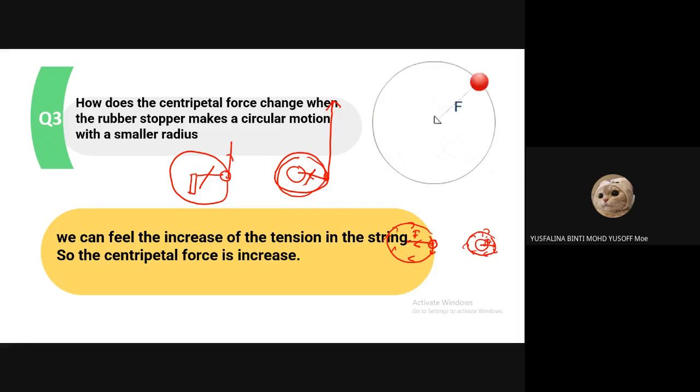So this means that this is the force that attracts the ball so it can rotate in a circle like that. So this force we call the centripetal force. Without it, the object will move in a straight line, like that.